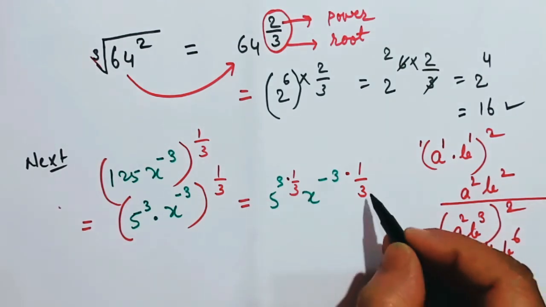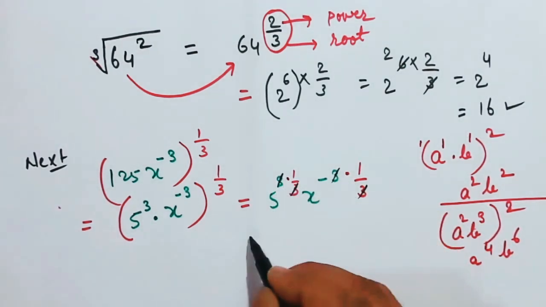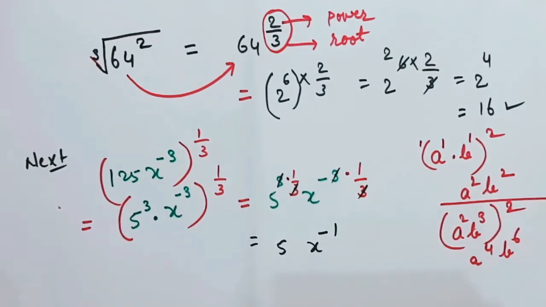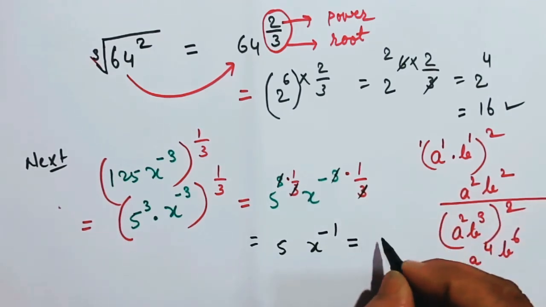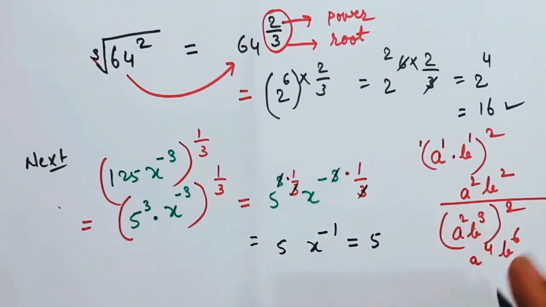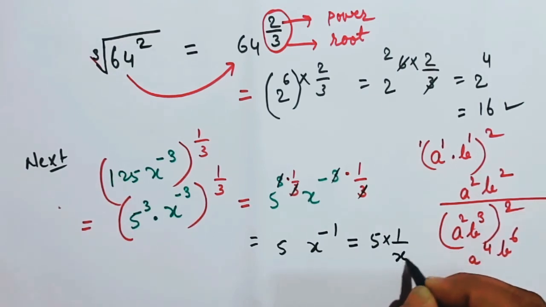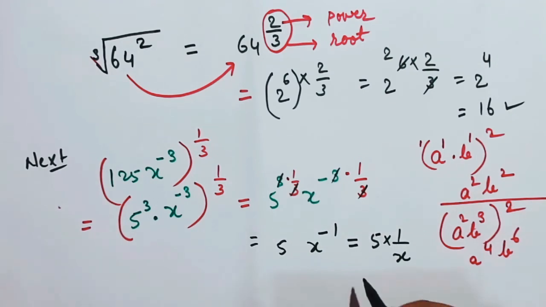Therefore, on cancellation, what are you going to get? You will get 5 x to the power minus 1. But generally we prefer to convert the exponent into its positive form. So this exponent is in negative form, so we will get 5 times 1 by x, or you can say 5 by x as your final solution. Okay, let us see if some more time is left so that we can do at least one more sum. Okay, moving on to the next one.